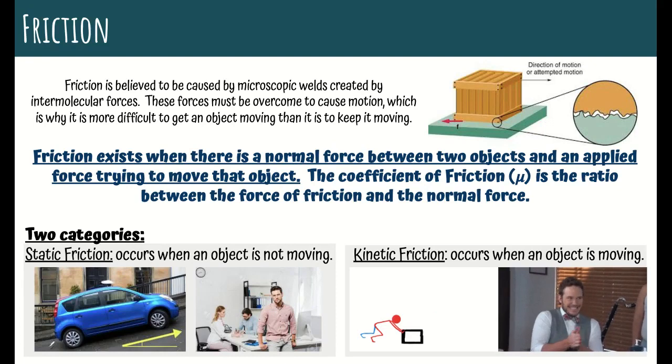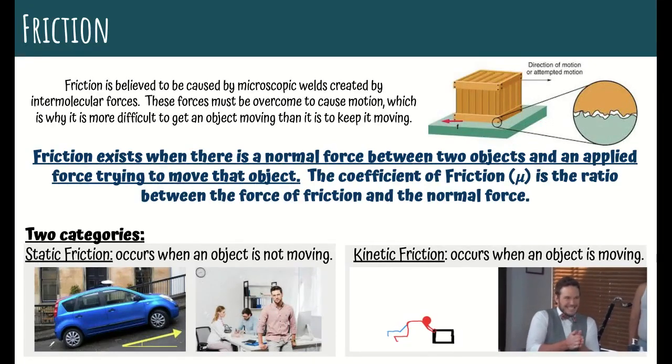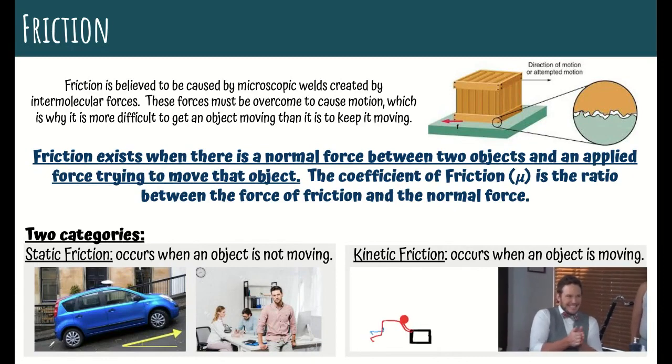Some other examples of static friction, other than the box sitting there, could be parking your car on an incline. We know that gravity is always pulling it down. That's not necessarily an applied force, but it is a force acting on that object that would make it roll down the hill. So without friction, the car would roll down the hill. But with friction, there's a great enough bond between the surface of the tire and the road that the car will not slide down the road.